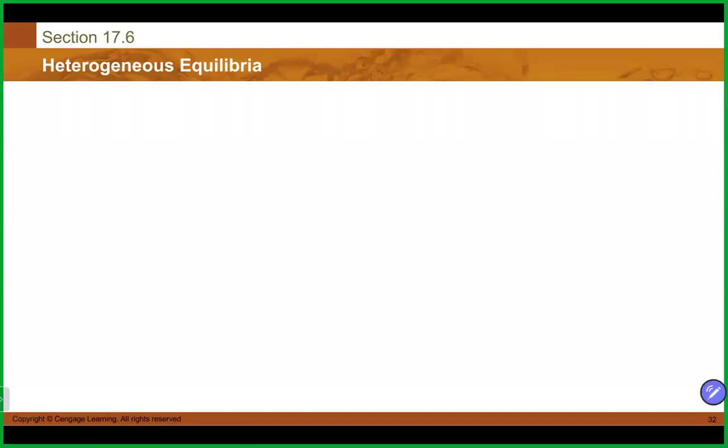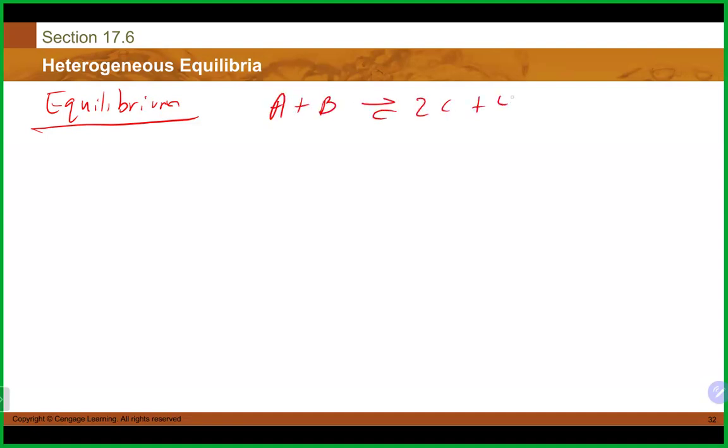So in this last chapter, we got into equilibrium, and a reminder that equilibrium basically involves a certain type of reactions we've been talking about, which are these reversible reactions. And remember that these reversible reactions basically have these arrows heading in both directions.